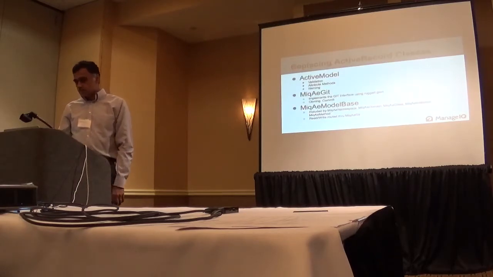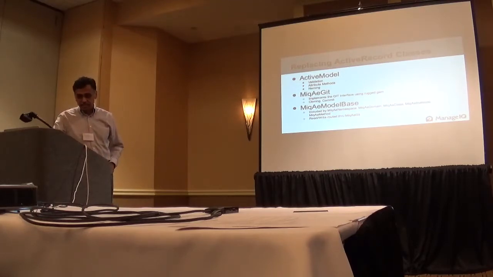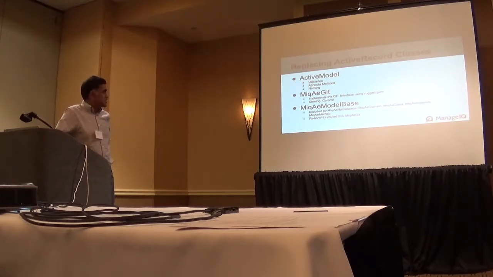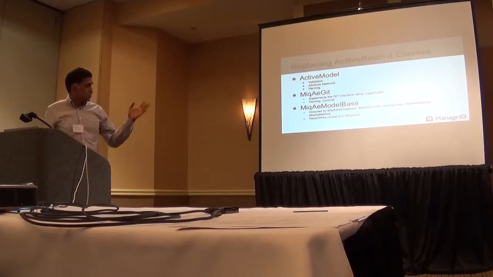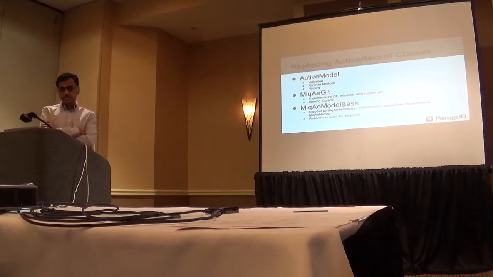So, what we did is we used Active Model for doing the validation, attribute methods, and naming, because Active Model is separate from Active Record and it provides many of the validation features we have. And add the MIQ Git here, that still needs to be designed. And having a MIQ model basically implements most of the Active Record functionality, and then have that be inherited or included with the MIQ namespace, the MIQ domain, the class, instance, and the methods.